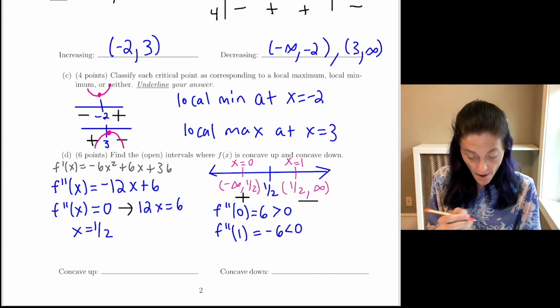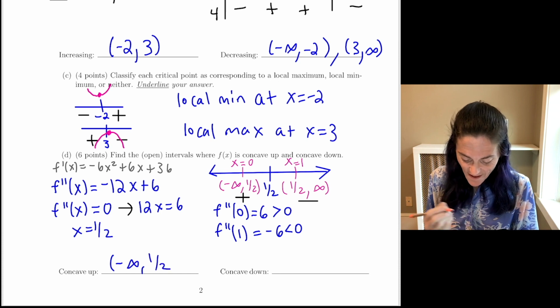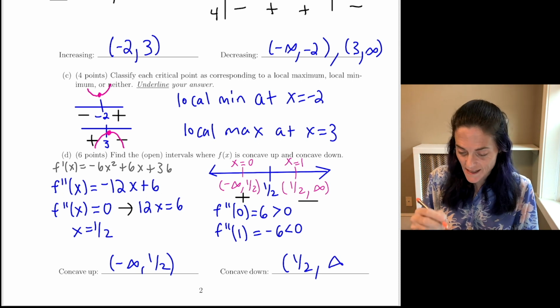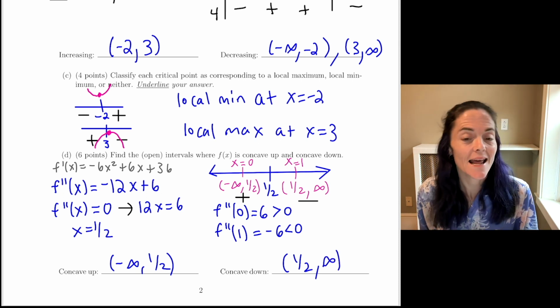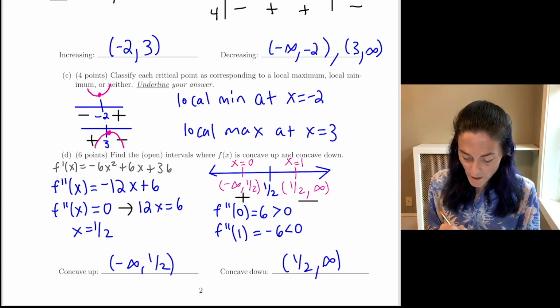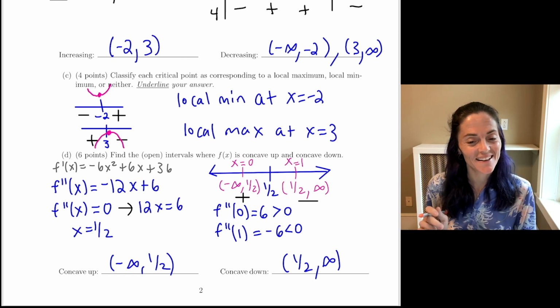This function is concave up from minus infinity to 1/2, and concave down from 1/2 to infinity. Now, we are not asked this, but if we were, you notice that x equals 1/2 is in fact an inflection point because the function switches from concave up to concave down at x equals 1/2.